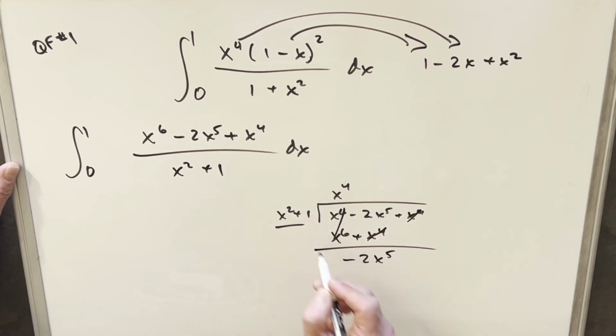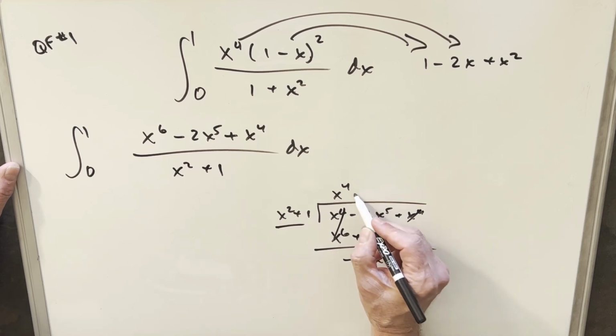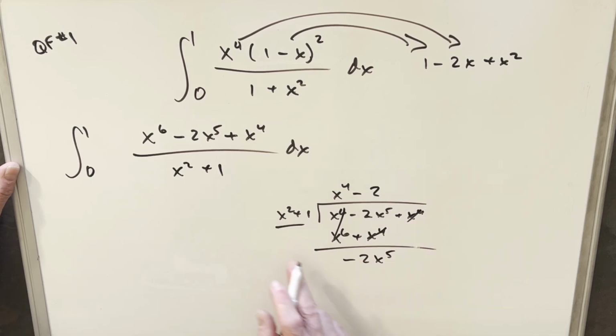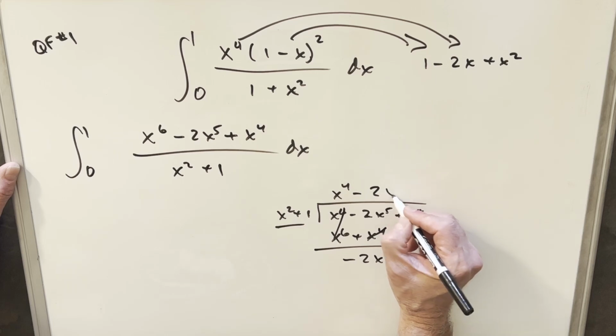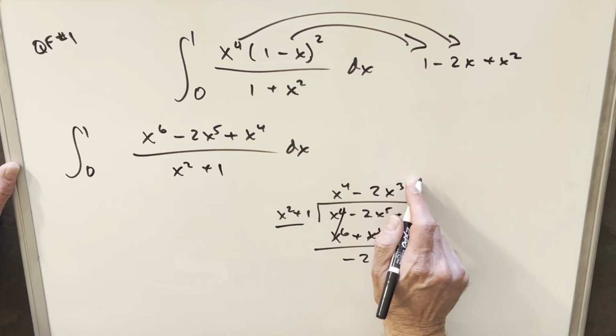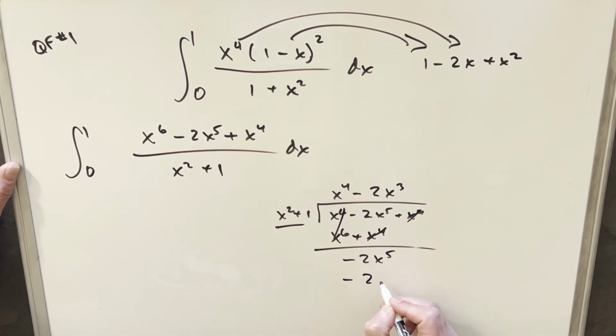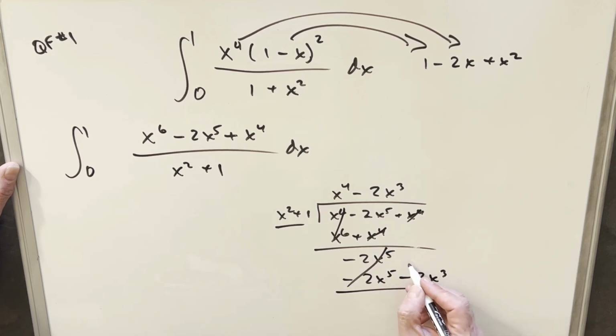Then I want to go back and divide this again in here. Dividing this into this, we're going to have minus 2x cubed. Multiply this back here. We have minus 2x to the 5th minus 2x cubed. This is going to cancel. We're subtracting here, so we need to change the sign to a plus 2x cubed.